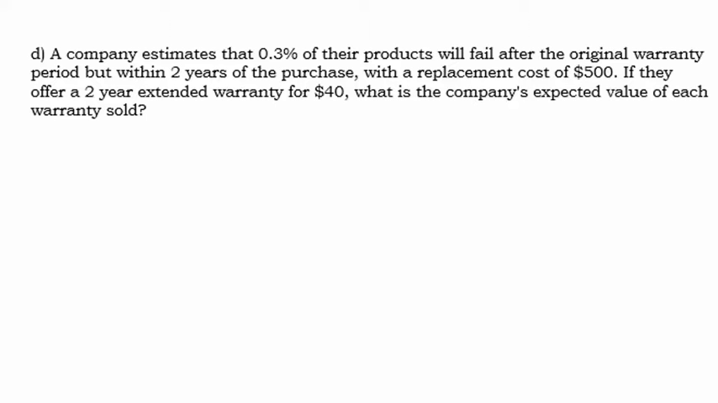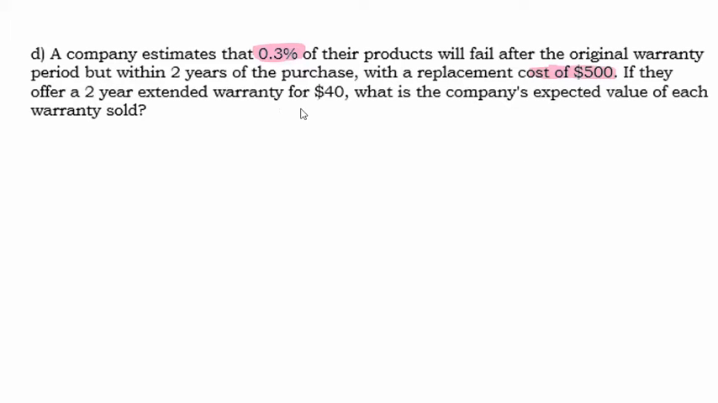So the idea here is they're going to charge a certain amount for a warranty, but if their product fails, they have to replace that item for $500. The company wants to make sure that they're not losing money on this deal. So they want to figure out, well, what's the probability that it will fail? All right, so the probability that it will fail is 0.3% of their products will fail after the original warranty period, but within 2 years of purchase. And if it does fail, they're going to have to pay $500. Okay, so those 2 things are going to go together.